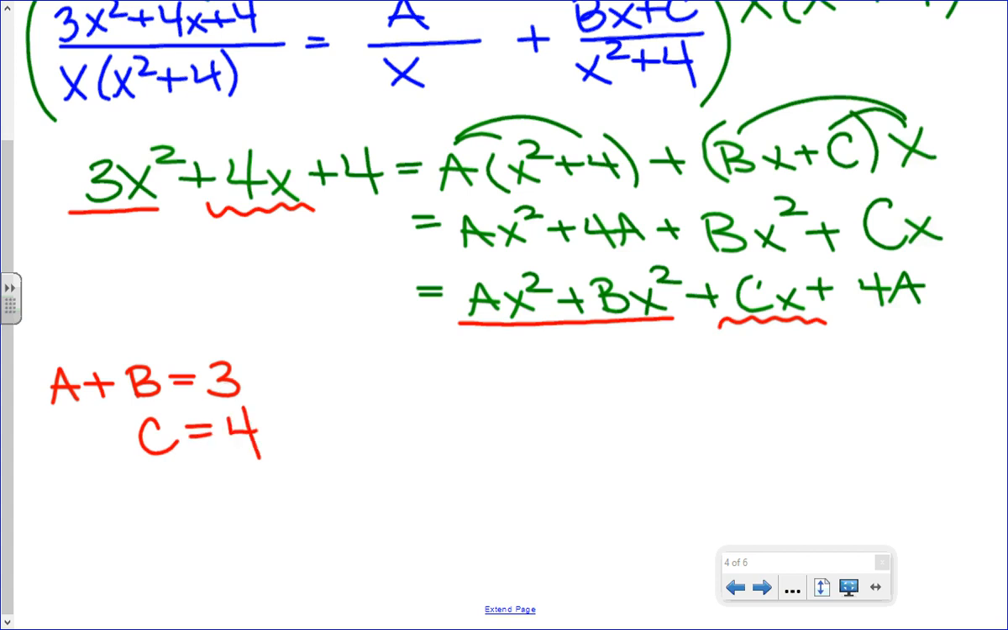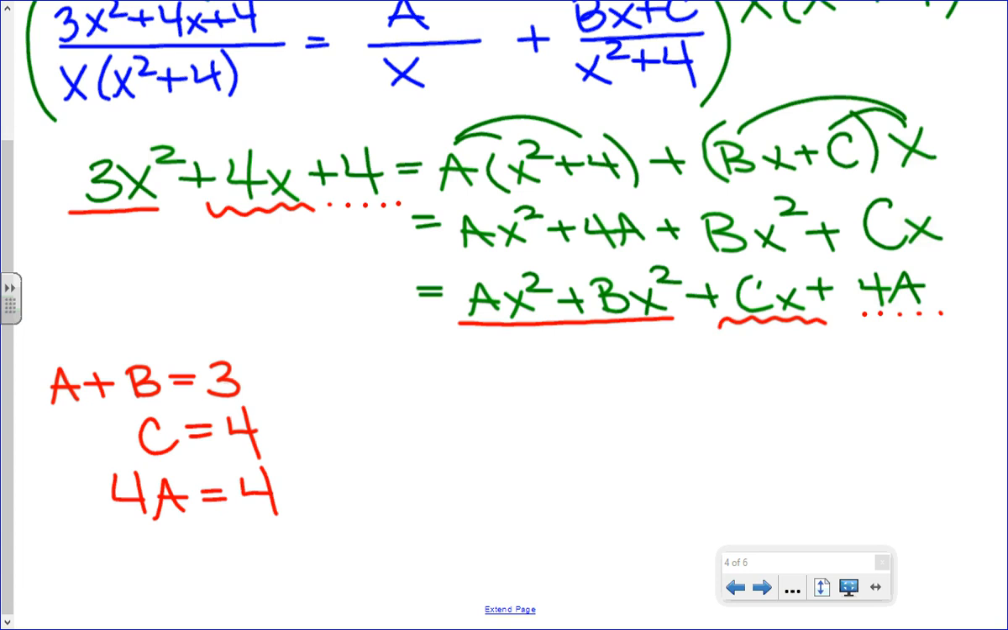Okay. Our constant. Our constant on the right side is 4A. Our constant on the left side is 4. Those better be the same. It's kind of nice, isn't it? This system of equations is pretty nice. They won't all be this nice, which is why you can do this method every single time. I just can't promise you it'll be the nicest systems of equations every time. But you can use it every time.